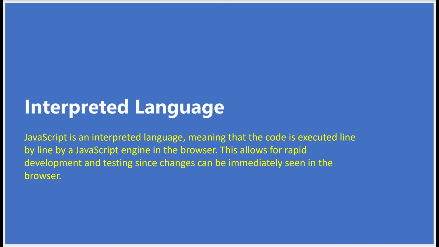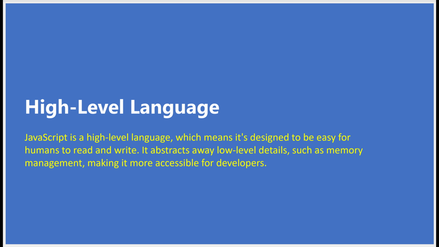JavaScript's nature as an interpreted language means that the code is executed line by line by a JavaScript engine in the browser. This approach allows for rapid development and testing as changes can be immediately seen in the browser. Being a high-level language, JavaScript is designed to be easily readable and writable by humans. It abstracts away low-level details, such as memory management, making it more accessible for developers.